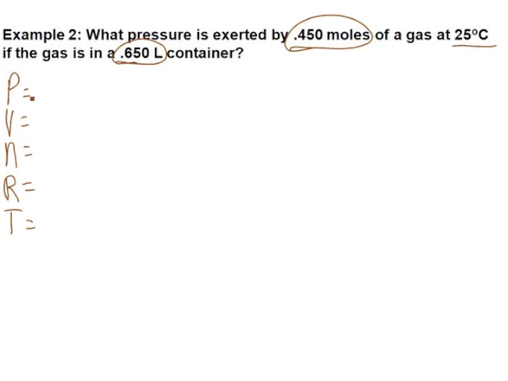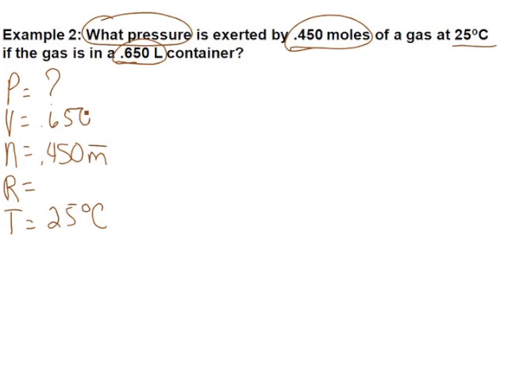Okay, first they ask what pressure, so I know that's my question mark, is exerted by 0.450 moles. That's good. By the way, if they had given me grams, I would have had to convert to moles there. And a temperature of 25 degrees Celsius in a 0.650 liter container. And then again, we know that our R value is 8.31 liters kPa over moles kelvins.